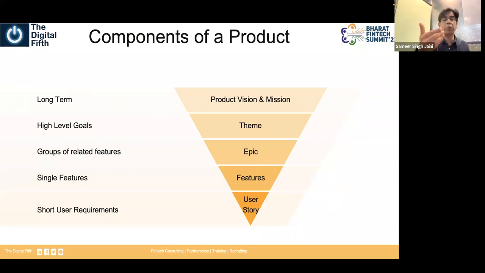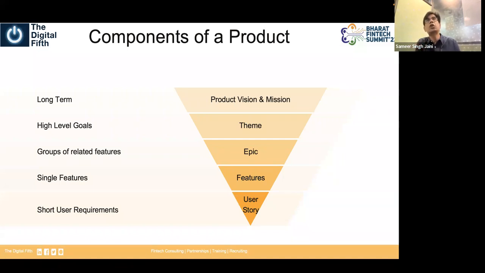And then of course, it will be linked to a set of features like epics, followed by the specific features and a user story. A user story is what you'll see more or less on the ground: let's develop this now, now let's develop something more. So it's iterative by nature.